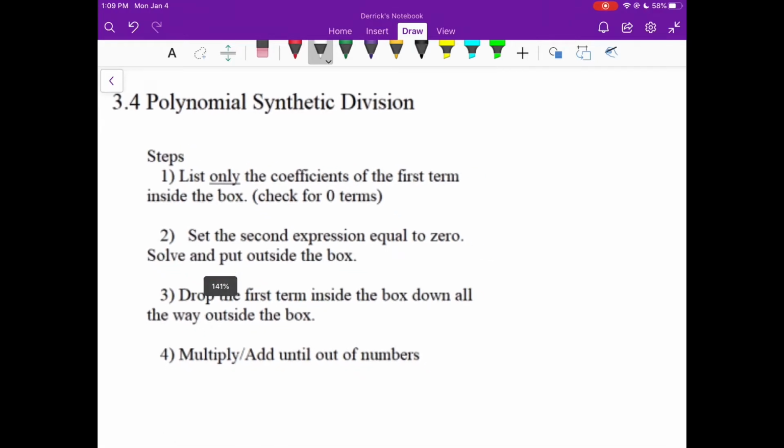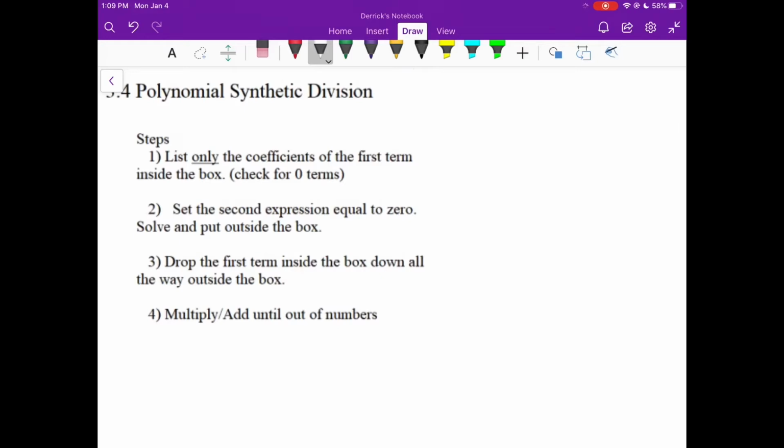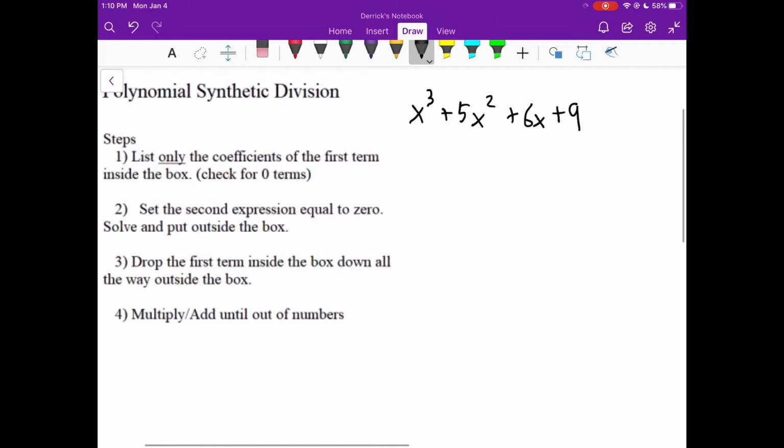For example, to walk through one of these to show you what we're actually talking about here, let's say I asked you to take the polynomial x to the third plus 5x squared plus 6x plus 9, and I wanted you to take that polynomial and divide it by x plus 3. Okay, that's the example we're going to do here.